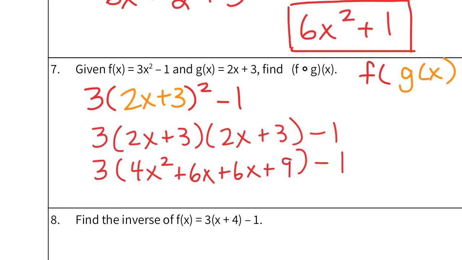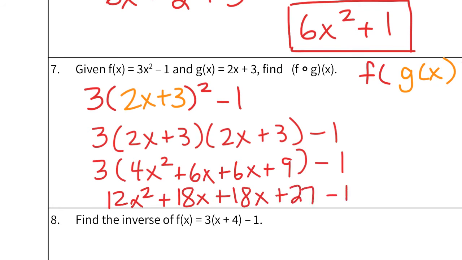Okay, now I want to distribute the 3 that was out front. So 3 times 4 gives me 12x squared. 3 times 6 gives me 18, and it's there twice. And then 3 times 9 gives me 27. And then I still have that minus 1. I'm just going to bring it down.